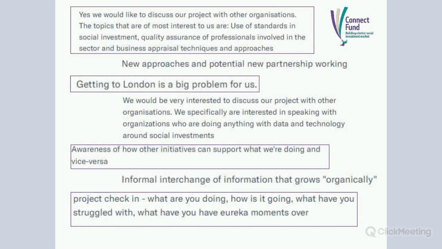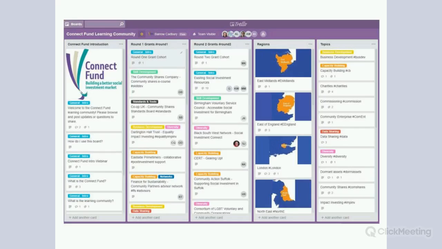So we feel that the Trello board is a really useful tool to be able to do that. It's a free online tool, and hopefully once you're familiar with it, you'll feel that it's quite straightforward to use. Whether you're in Newcastle or Plymouth, you can stay engaged with the Connect Fund projects, see how other grantees are getting on with their projects, get progress updates, get resources, and connect with other grantees to support their work.